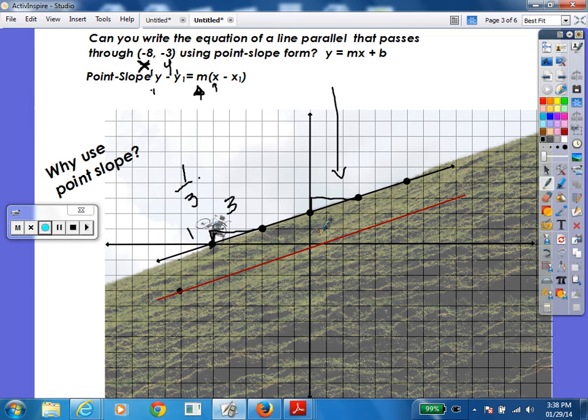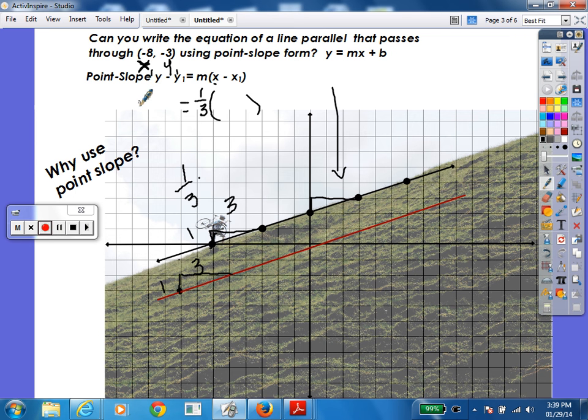So a parallel line, you'll notice these lines aren't getting closer together. They're not intersecting. It's a rise of 1 and a run of 3. So we have our slope, which is 1/3. So if we were to plug that in for our m, which stands for slope if you didn't know, 1/3. And then we're going to plug in our points.